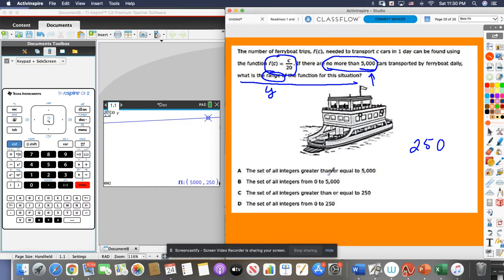The set of all integers greater than or equal to 5,000. No, that's the domain. The set of all integers greater than or equal to 250. It's not greater than 250 because it says no more than. And the set of all integers from 0 to 250. So the least would be 0, and then up to 250. There's your answer. Okay, here's one for you to try on your own.